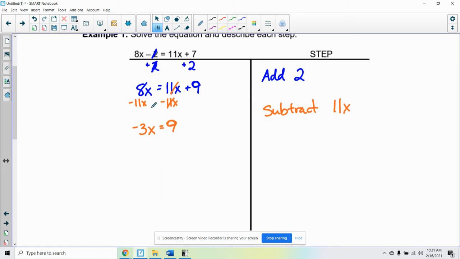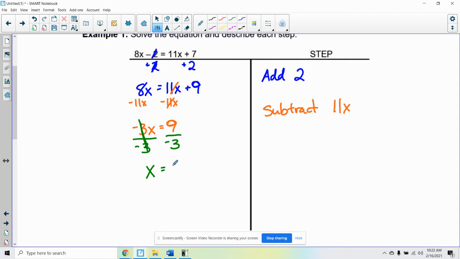So now this is always going to be your last step. You're going to have one variable term on one side and one constant term on the other. So the last step is always going to be for these problems to get rid of that coefficient. The coefficient is the number in front of the variable, and it's negative 3 times x. So to undo the multiplication, I'm going to divide both sides by that coefficient. So negative 3x divided by negative 3, those negative 3's are going to go away. So the left side just becomes x.